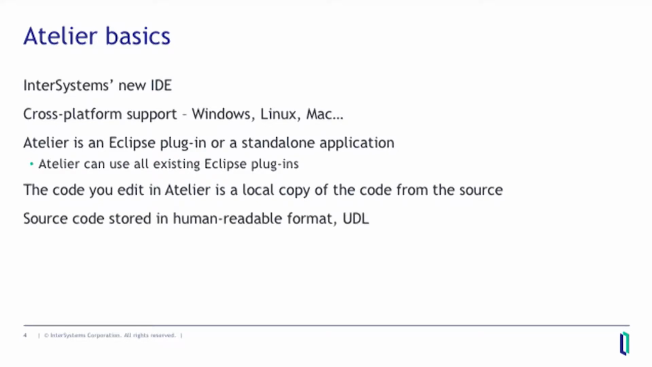Another difference between Atelier and Studio is that with Atelier, your source code, the code that you're working with locally, is now stored in UDL format, which is a more human-readable format than XML. It really looks just like what you're looking at when you're editing your code.